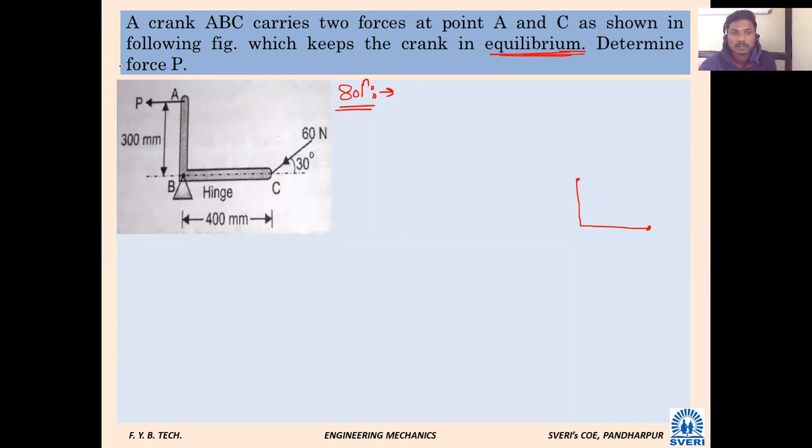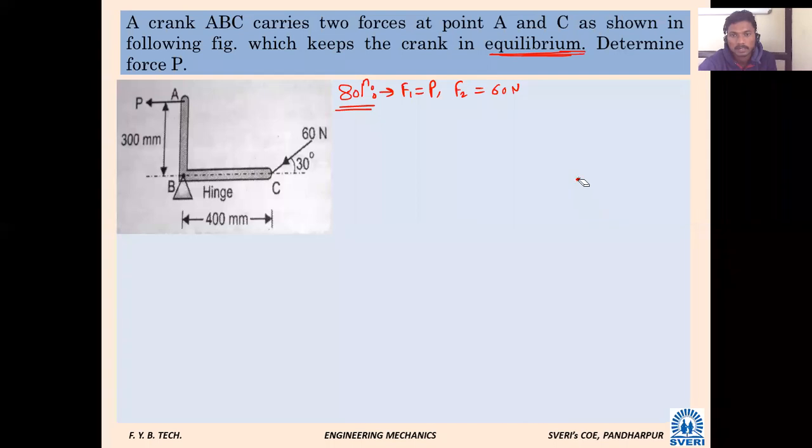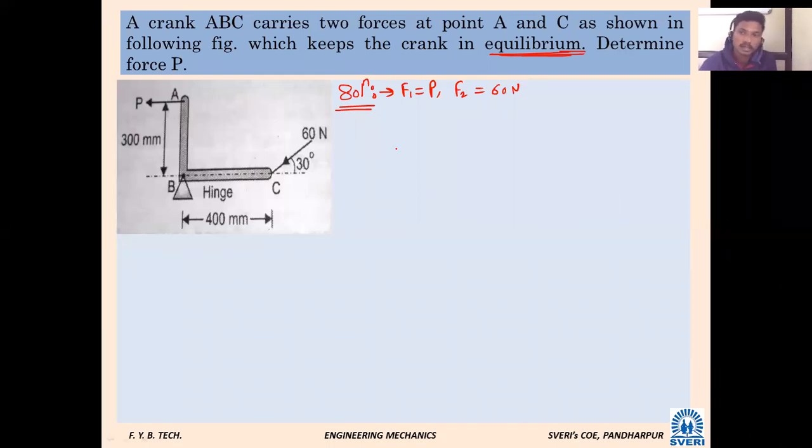Okay. So let us say for F1, we will take name as P, and F2 we will take as a 60 Newton force. Okay, F2 is 60 Newton force. So once such a problem is there in front of you, immediately we have to apply condition of equilibrium, or before that we have to go for free body diagram.